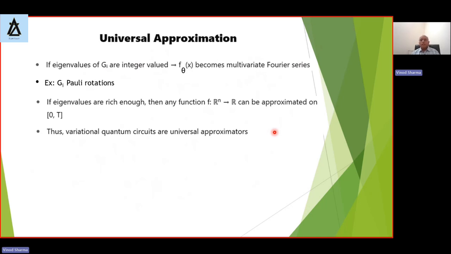For example, in classical machine learning, neural networks are universal approximators, and so are some of the kernel methods and so on. This property is very important for machine learning because then, using these methods, we can get good classifiers and regressors, because they can approximate any function.